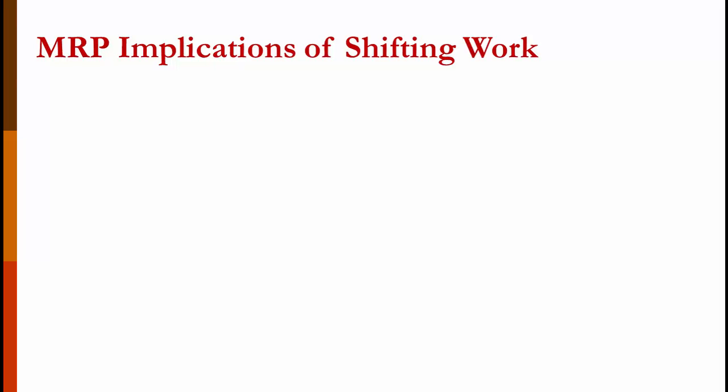Shifting work forwards or backwards in time has implications for the MRP plan. Using the bill of materials shown on the screen, let's assume that we want to shift the two Bs. If we shift it back, in other words, we make it earlier, that doesn't affect when we make the A or the C. But in order to make the Bs, the D's and E's have to be finished. So making B earlier means we have to make D and E earlier.